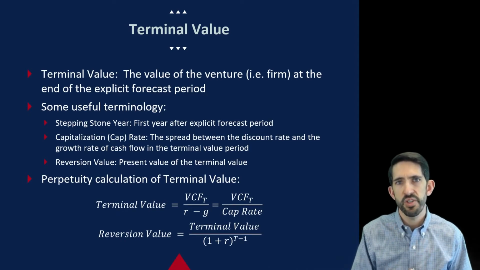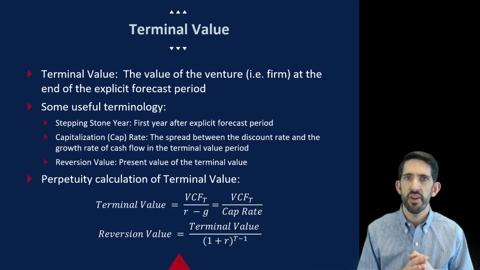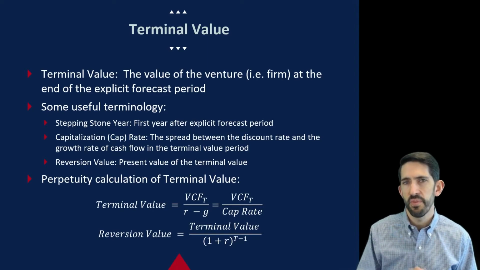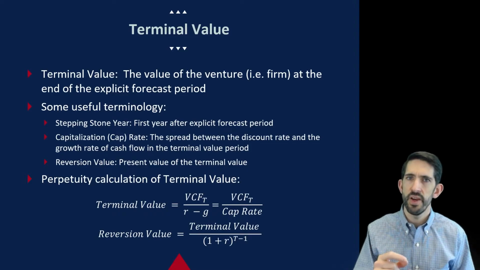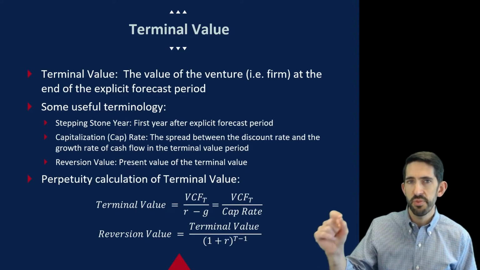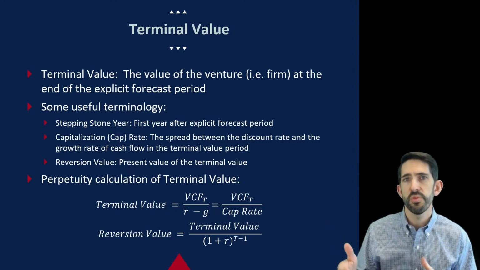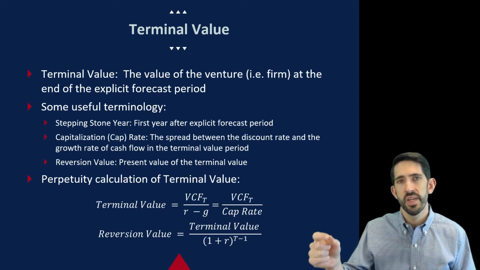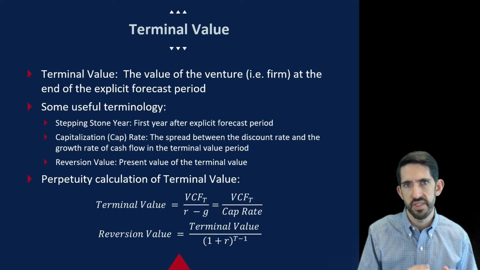And the reason we have a special name for it is it's very common to calculate the terminal value and simply add that into our NPV. But that doesn't account for the fact that that terminal value is at the end of the explicit period. So we have a special term, the reversion value, to remind us that we need to take that terminal value and discount that back to time zero.